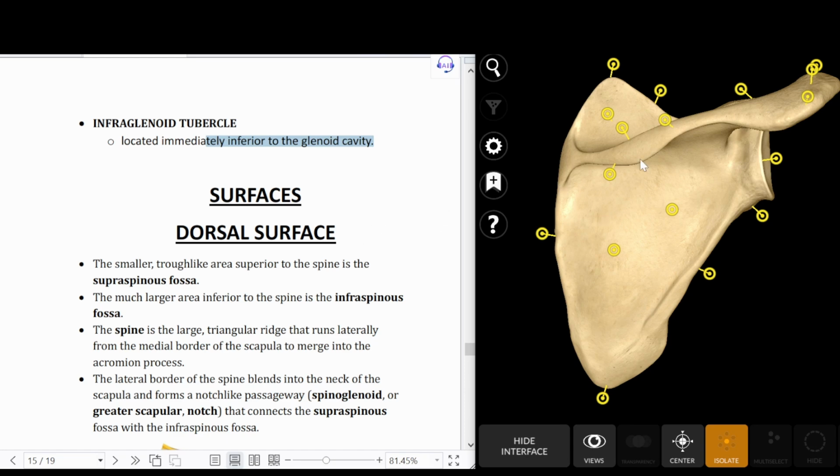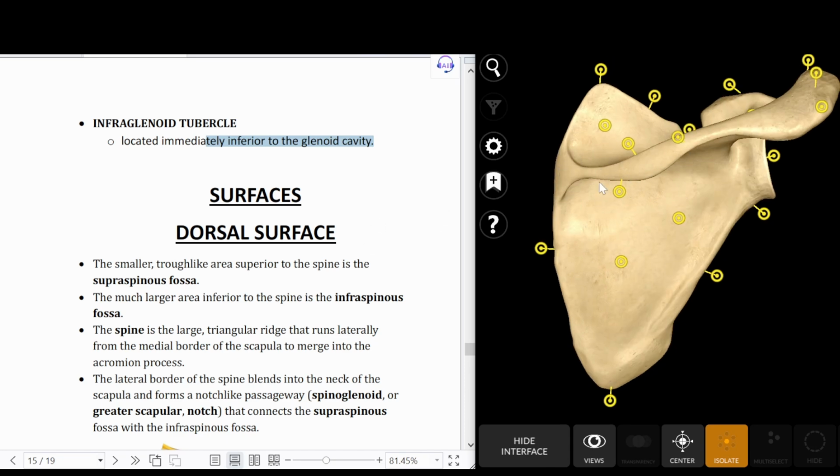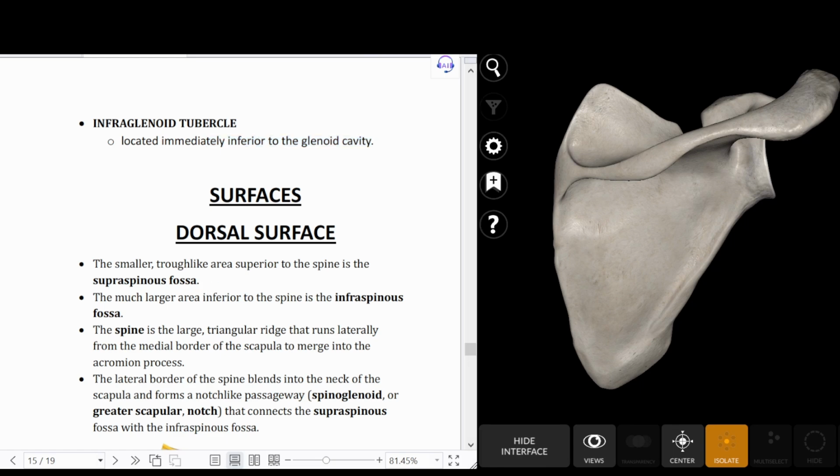The dorsal surface has a major bony process which is known as the spine of the scapula. So this structure over here is your spine of the scapula, all the way till here. And what it's doing is dividing your dorsal surface into two fossae. The superior smaller one is known as the supraspinous fossa. It is a smaller trough-like area superior to the spine, while a much larger area is known as the infraspinous fossa. And the spine runs from the medial to the lateral side.